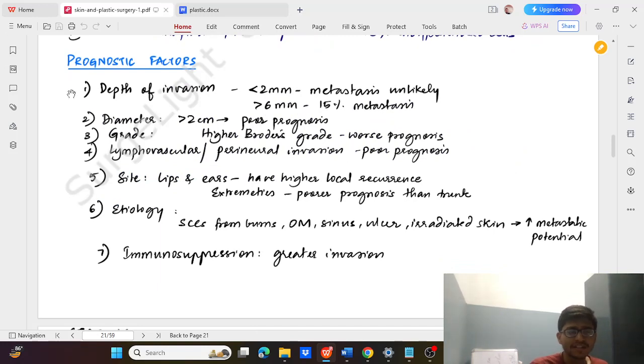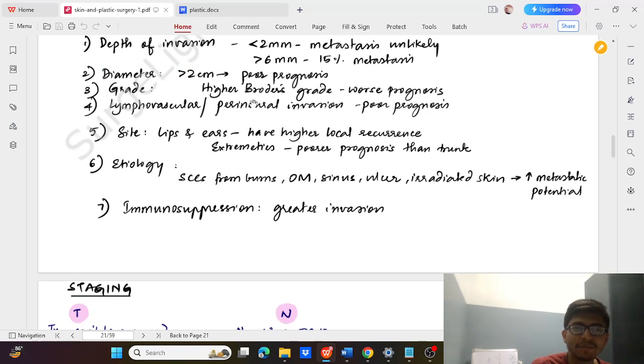Now we'll go ahead with prognostic factors. So the depth of invasion, if it is less than 2 mm, it can have good prognosis. If it is more than 6 mm, it can have bad prognosis, as 15% of these patients will have metastasis. Diameter more than 2 centimeter will have poor prognosis. Grade, the Broders grading, higher the Broders grade, worse is the prognosis due to more number of undifferentiated cells, that is poorly differentiated cells. Lymphovascular or perineural invasion will have poor prognosis.